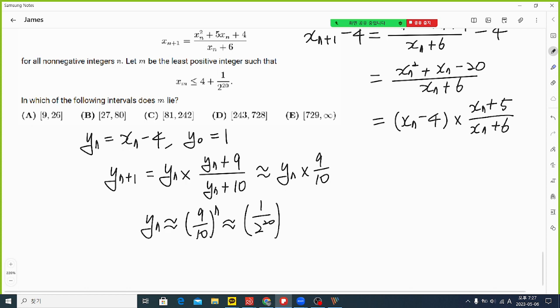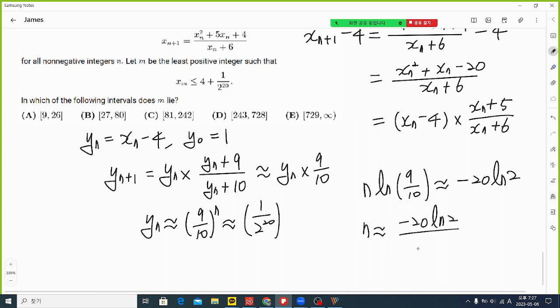So if we take the logarithm, in this case, n times log of 9 over 10 is close to minus 20 times ln of 2. So n will be close to this divided by ln of 9 over 10. Let's say 0.9.